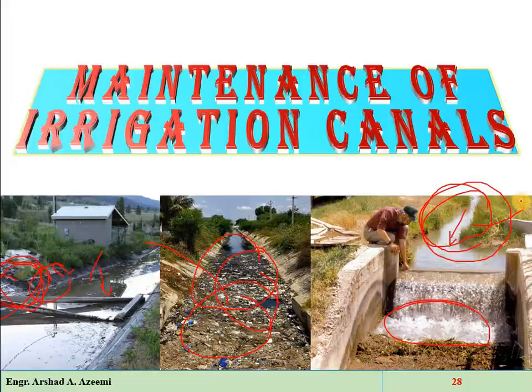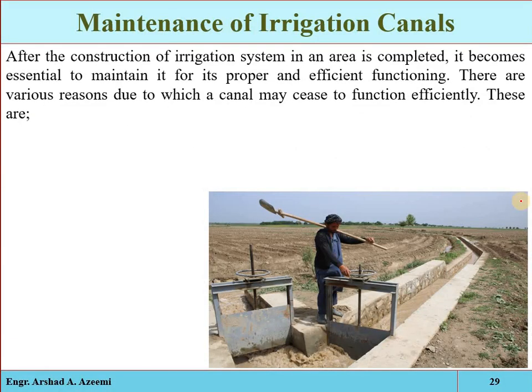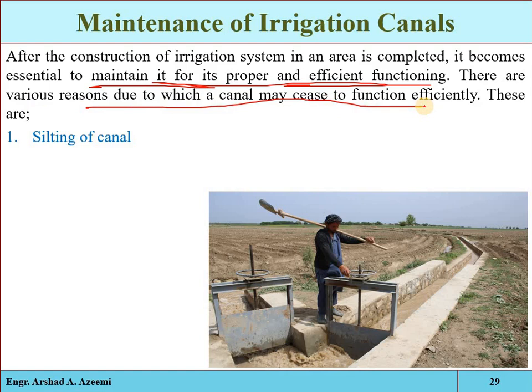Okay, so after the construction of the irrigation system, it becomes essential to maintain it for its proper and efficient functioning. Okay, to maintain its efficiency, to maintain its working condition, we have to regularly and periodically provide some maintenance. Okay, so there are various reasons due to which the canal may not function efficiently. See, these are the silting of the canal.